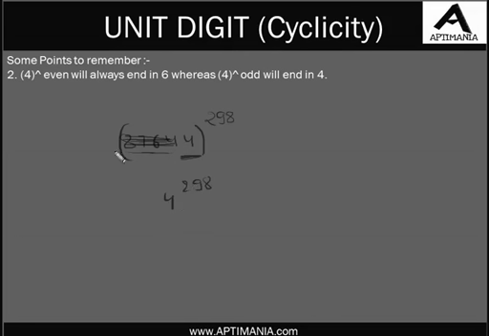Now as we can see, this is 4 raised to an even power, so this will always end in 6. So the unit digit of this calculation will be 6 only. And suppose we have some number like 4 raised to the power 9717. Again we simply cancel out the other digits. The question is 4 raised to the power 9717. Now this is 4 raised to an odd power, so this will always end in 4, right?